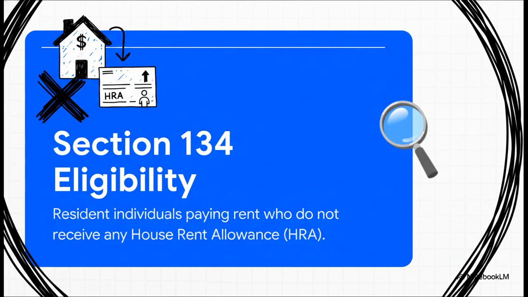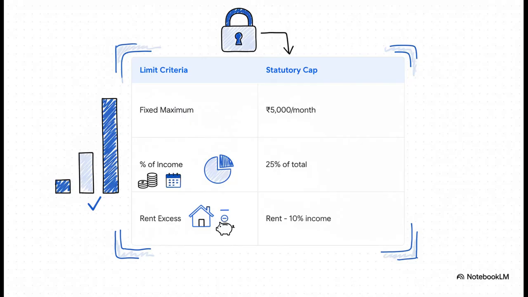The wording of the law is incredibly strict on this. If you receive even a single rupee of HRA, you are completely disqualified from claiming relief under Section 134. It's strictly an either-or scenario. Those two benefits can never overlap in the same tax year. Now, if you do qualify, your deduction is carefully limited to the least of 3 specific criteria.